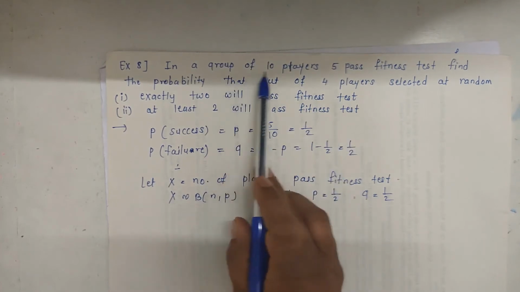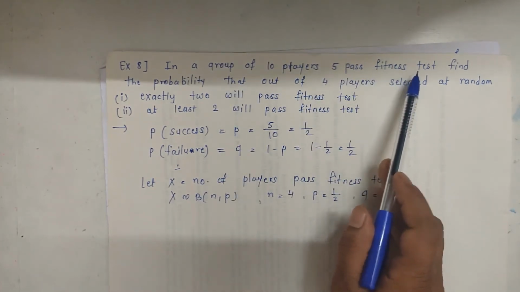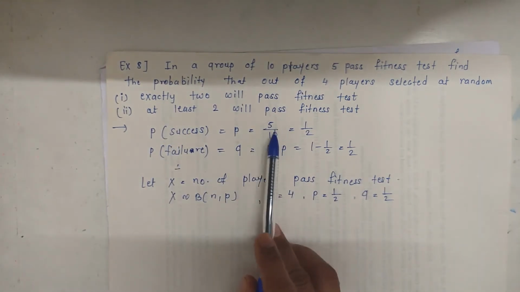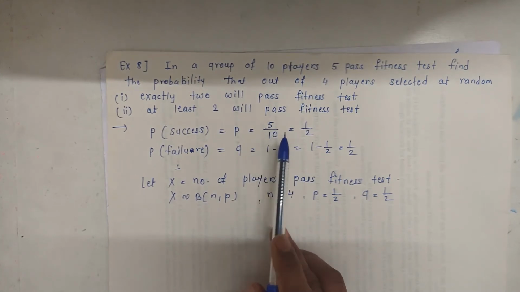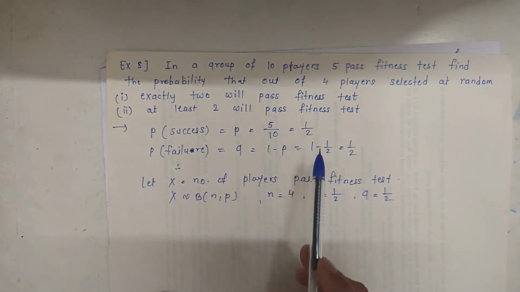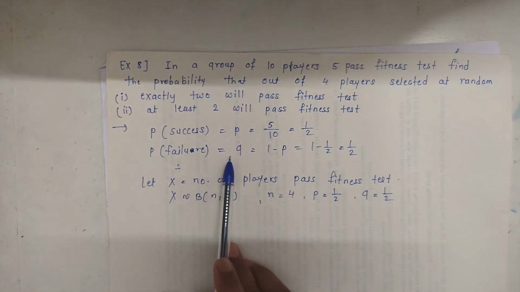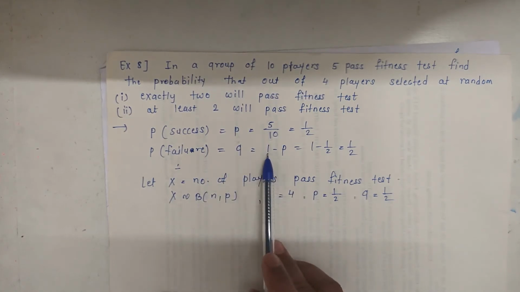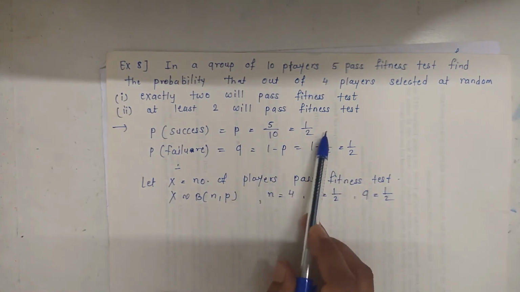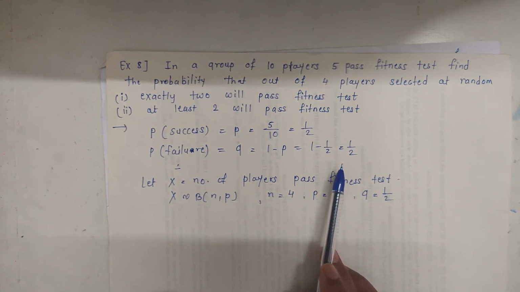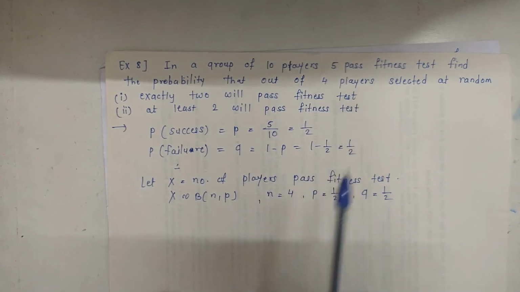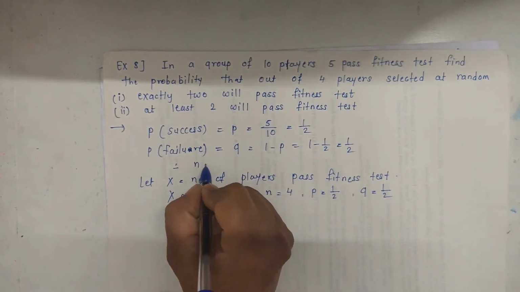Here, in a group of 10 players, 5 pass fitness test. So probability of success, that is small p, is equal to 5 upon 10, that is 1 by 2. And probability of failure, Q, is given by 1 minus P, that is 1 minus 1 by 2 is equal to 1 by 2. So P is equal to 1 by 2 and Q is equal to 1 by 2. Now here we have to find the probability out of 4 players. So here n is equal to 4.